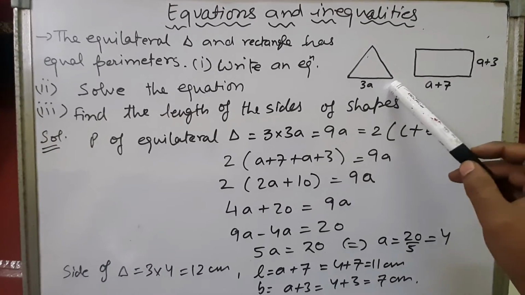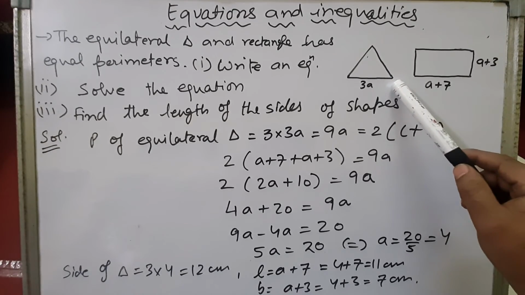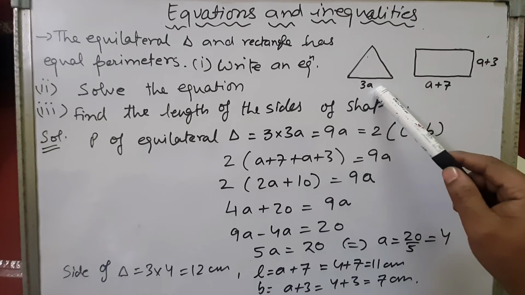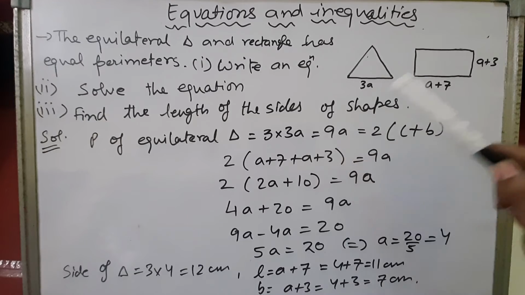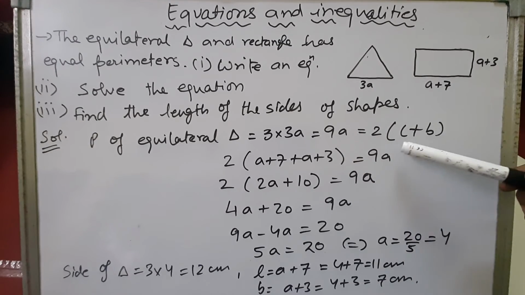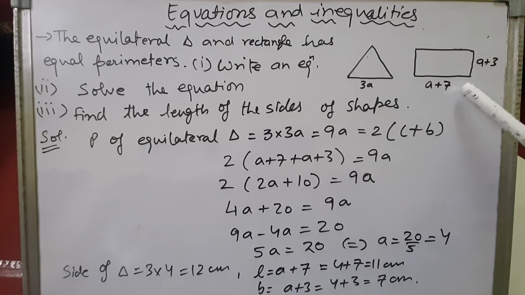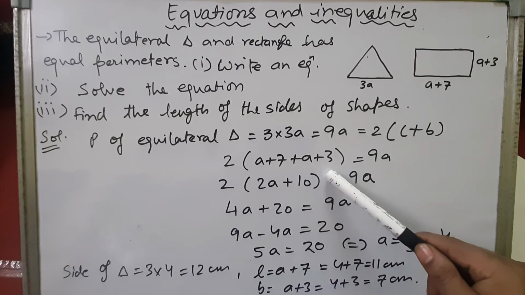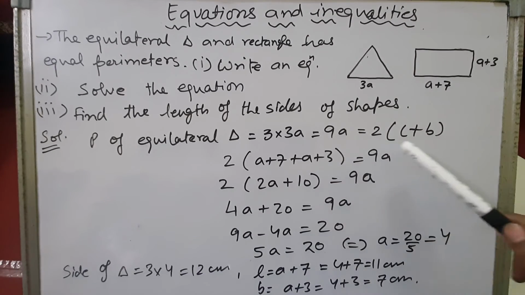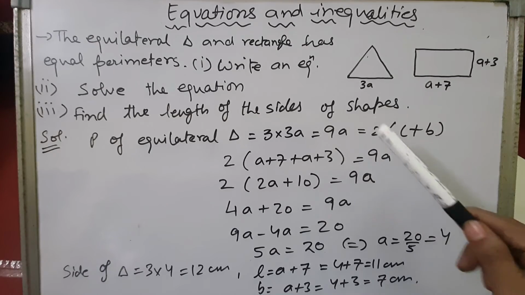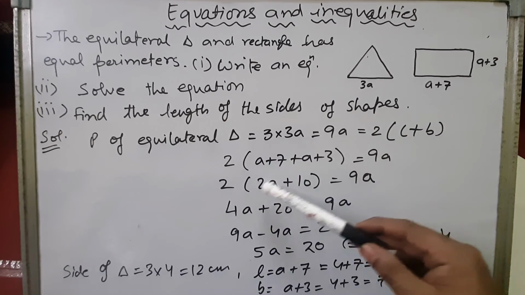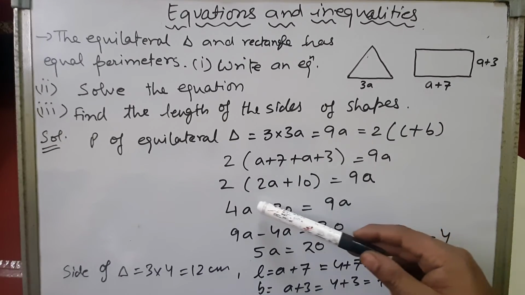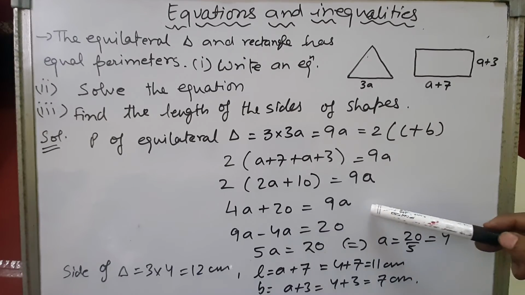Now what is the perimeter of the equilateral triangle? It is 3 into side, right? The measure of the side is 3a. So the perimeter of the equilateral triangle will be 3 into 3a, that is 9a. And what is the perimeter of the rectangle? It is twice of length plus breadth. The length is given as a plus 7 and breadth is given as a plus 3. So when we substitute the values of L and B here, we get 2 bracket a plus 7 plus a plus 3, and this equals 9a because in the question it is given that they have equal perimeter. Now when we add a and a, we'll get 2a, 7 plus 3 will be 10, bracket multiply, we'll get 4a plus 20 equals 9a.